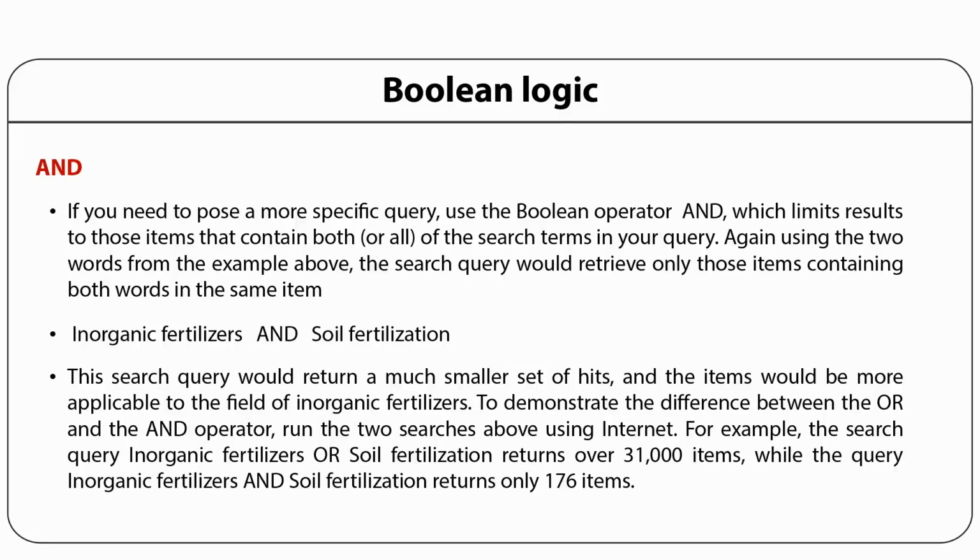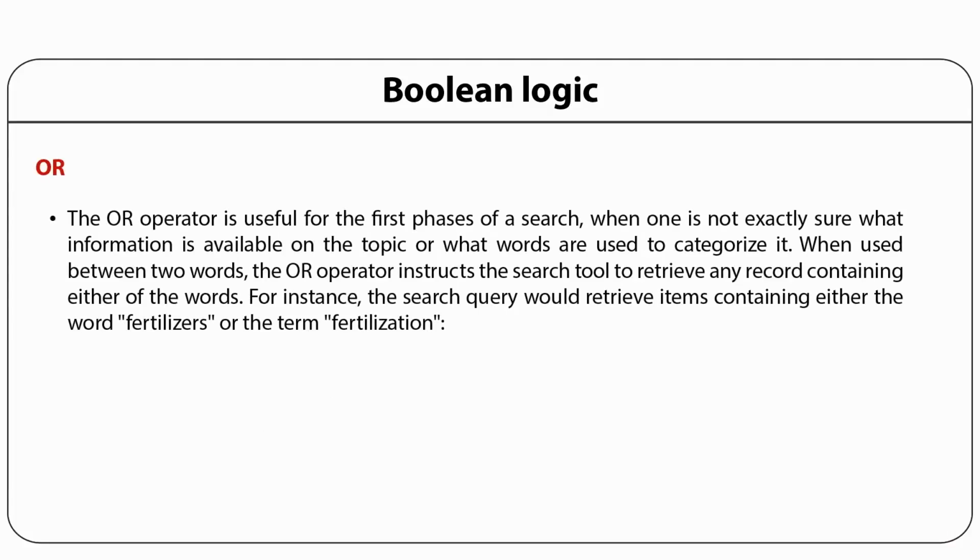To demonstrate the difference between the OR and AND operators, run the two strategies above using the internet. For example, the search query inorganic fertilizers OR soil fertilization returns over 31,000 items, while the query inorganic fertilizer AND soil fertilization returns only 176 items. The OR operator is useful for the first phases of a search, when one is not exactly sure what information is available on the topic or what words are used to categorize it.